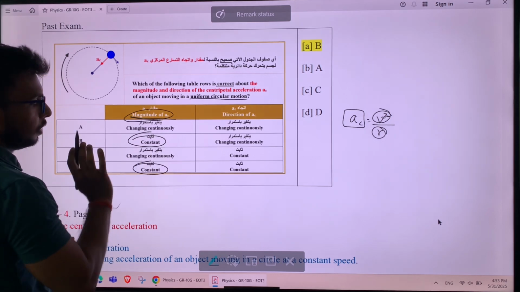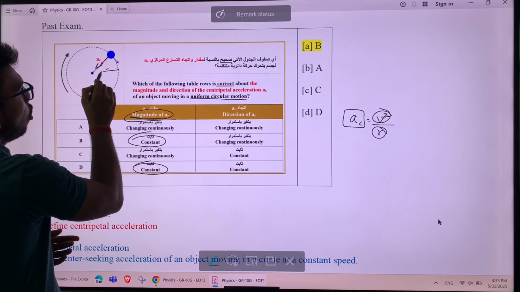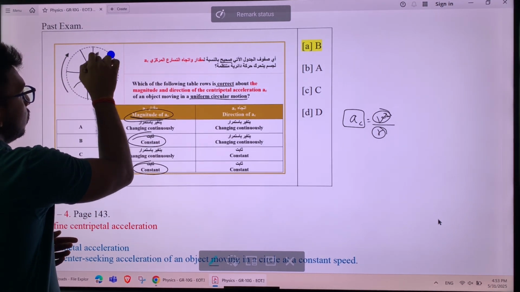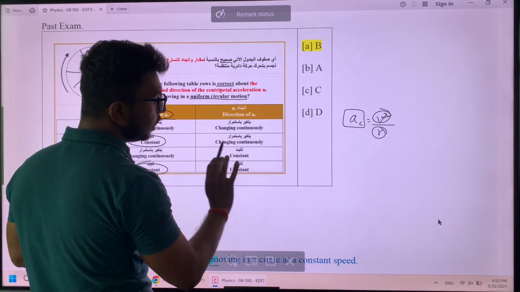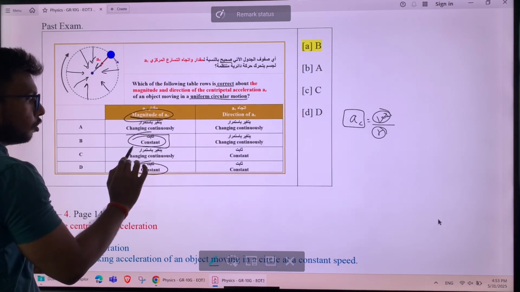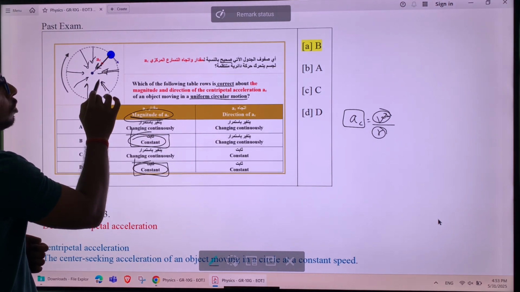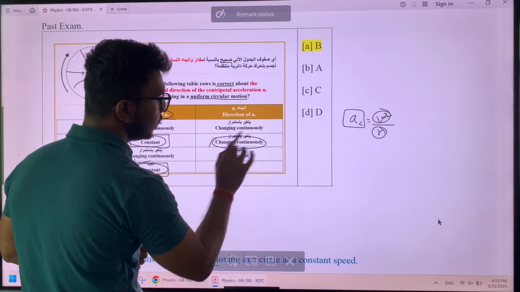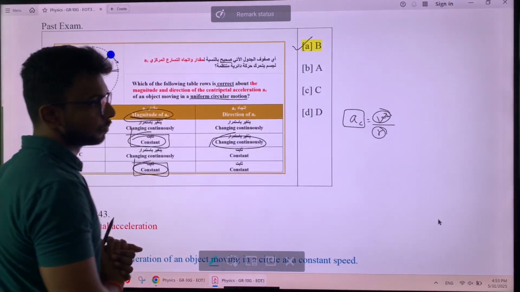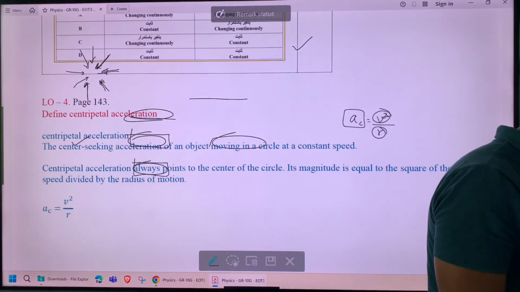This or this, they are correct. What about direction? Centripetal acceleration is always pointed towards the center. So is the direction of AC changing or constant? Only one option can be correct. It is changing continuously, because the direction of centripetal acceleration is constantly changing. So option B should be right. That is the scenario. Moving on to question number 4.